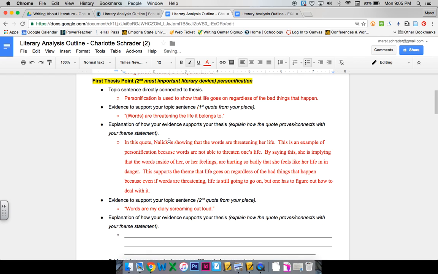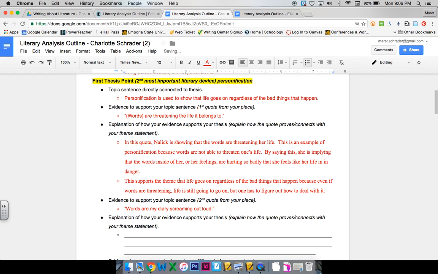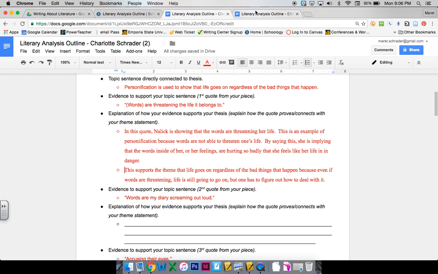In this quote, Nalick is showing that the words are threatening their life. This is an example of personification because words are not able to threaten one's life. By saying this, she is implying that the words inside of her, or her feelings, are hurting so badly that she feels like her life is in danger. That part right there is my explanation of the quote. Then this next part talks about how it connects to the theme. If you want to divide those into two separate bullet points, that's fine. Remember, you're explaining the quote, what it means, and then explaining how it supports your theme statement.